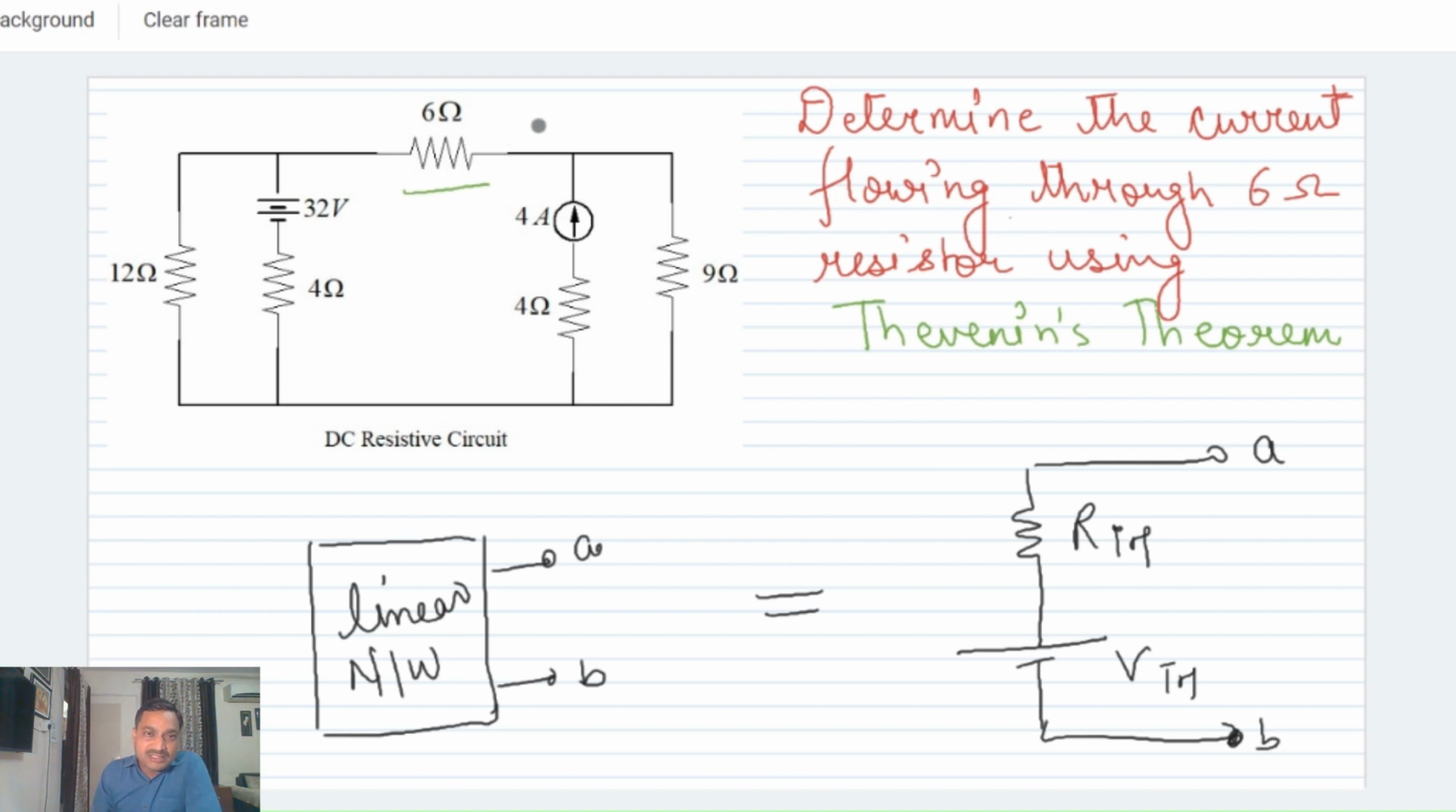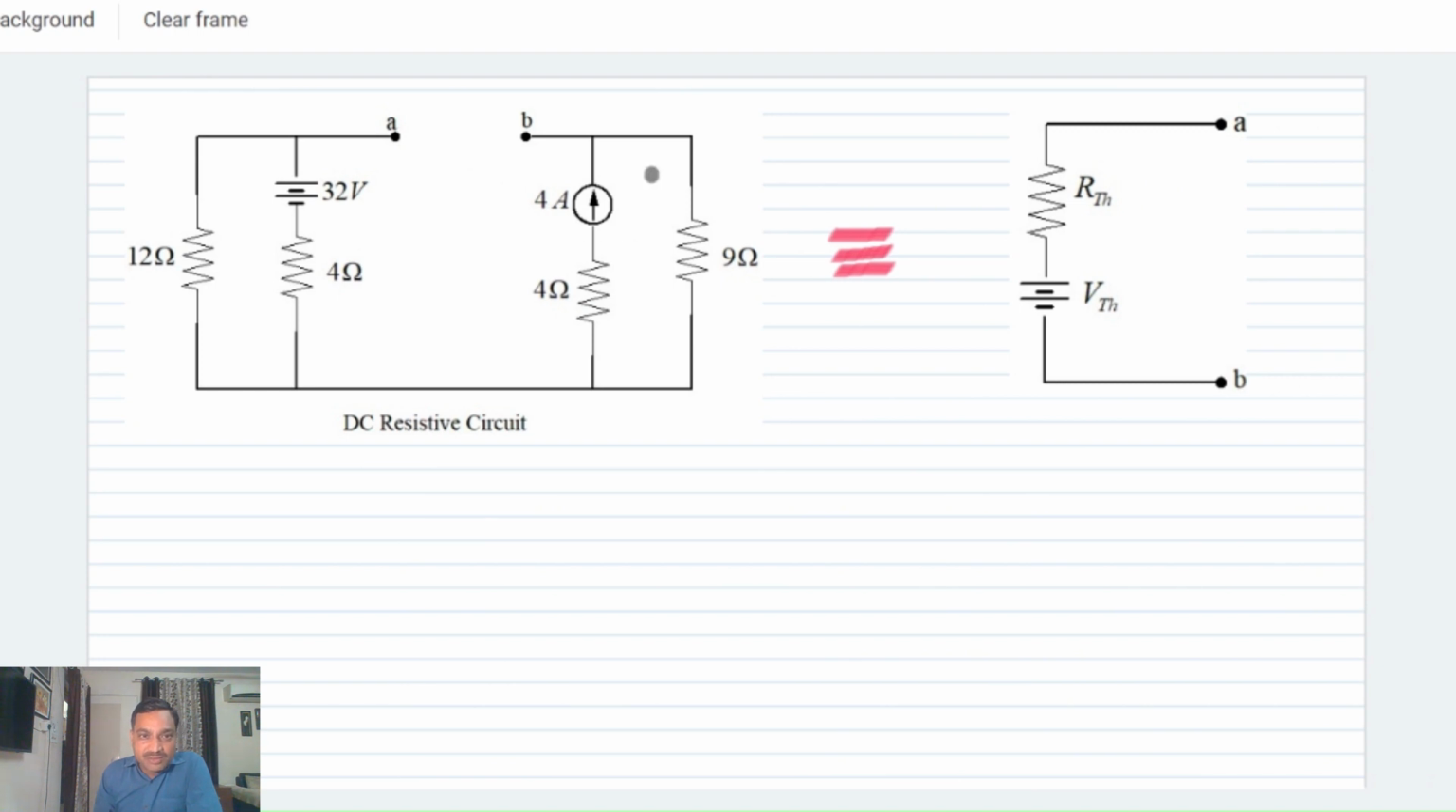Before we apply Thevenin's theorem, we must remove the load resistance from the network, as we require a two-terminal network to find its Thevenin's equivalent. When we remove this load resistance from the network, the remaining will look like this. And these will be the two terminals which we get after removing the load resistance. Now, this network can be replaced by an equivalent network called Thevenin's equivalent, consisting of a voltage source and a resistance in series.